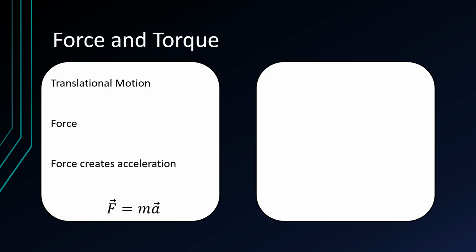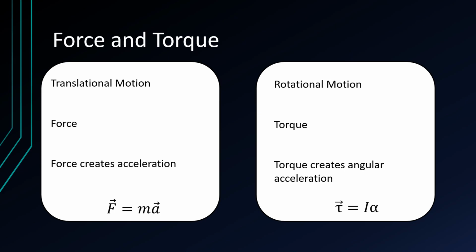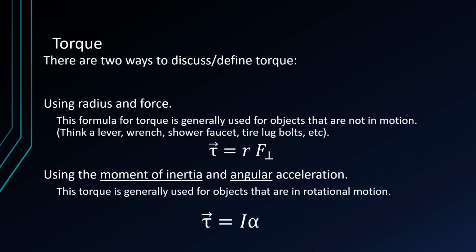So what causes angular acceleration? Well, for rotational motion, we have something called torque. And this is our Greek letter tau, and it is equal to I, which is the moment of inertia. We'll talk about that in a minute, times alpha, our angular acceleration. So just like forces cause acceleration in translational motion, torque causes angular acceleration in rotational motion.